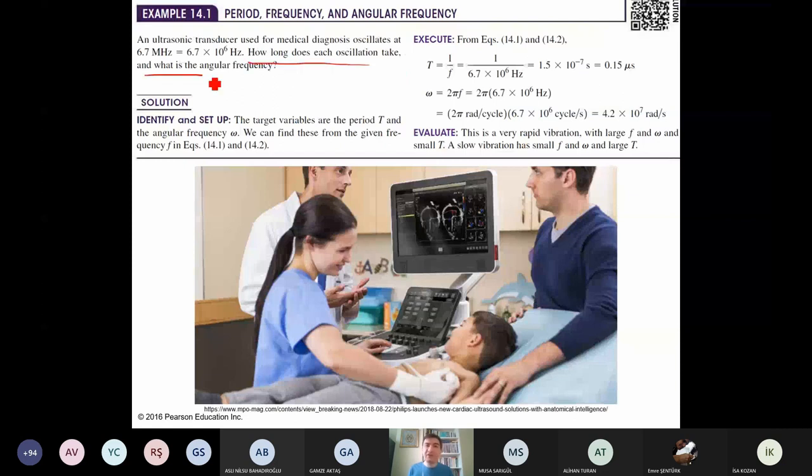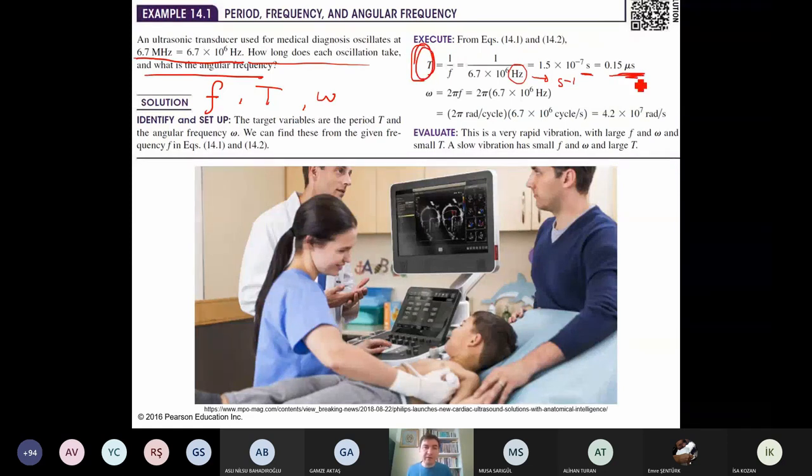So frequency is given in the question. It is given as 6.7 megahertz, and the period is asked, and also angular frequency is asked within the question. So period is given by 1 over f. Just put the frequency here. It's hertz. So remember the hertz, which is 1 cycle per second. So you can take it here as second. Then here we have microsecond. This period is the time, so we have the unit for the time, microsecond, okay?